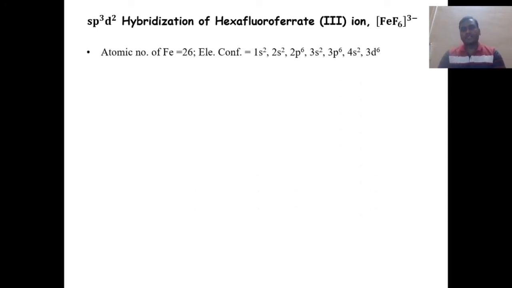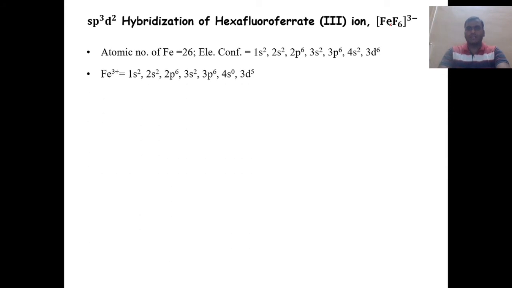We know the atomic number of iron is 26, and its electronic configuration is 1s2 2s2 2p6 3s2 3p6 4s2 3d6. So this is the electronic configuration of iron. Now we know the oxidation state of Fe. In this case it is plus 3, because the ion is attached to 3 fluorine ligands, and each fluorine carries a minus 1 charge.